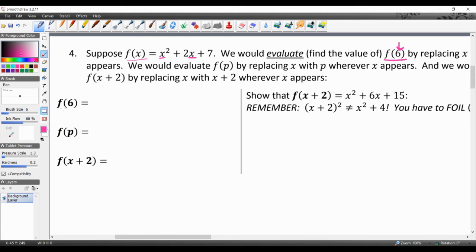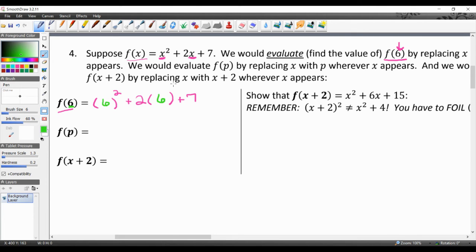So we're going to go ahead and do that for this first example right here. Instead of doing my x squared, I'm going to do parentheses squared plus 2 times, instead of x, I'm going to put parentheses, plus 7. So basically wherever I have a parentheses is where I had the x, where I have these x's. So I'm going to replace that with, in this case, the number 6.